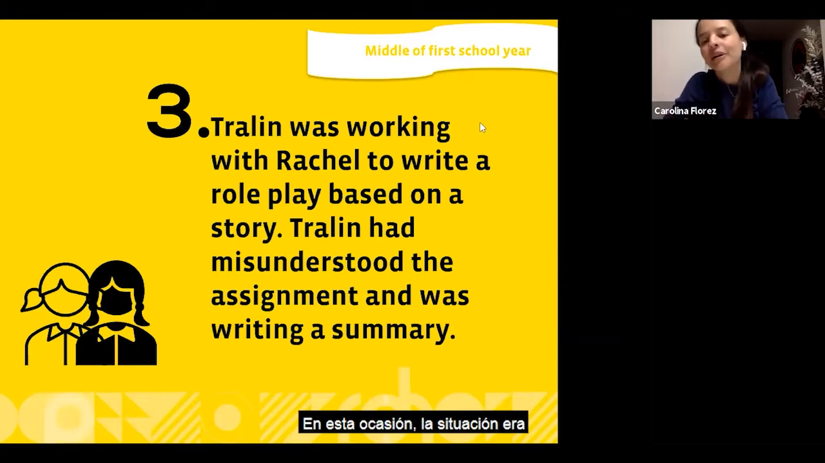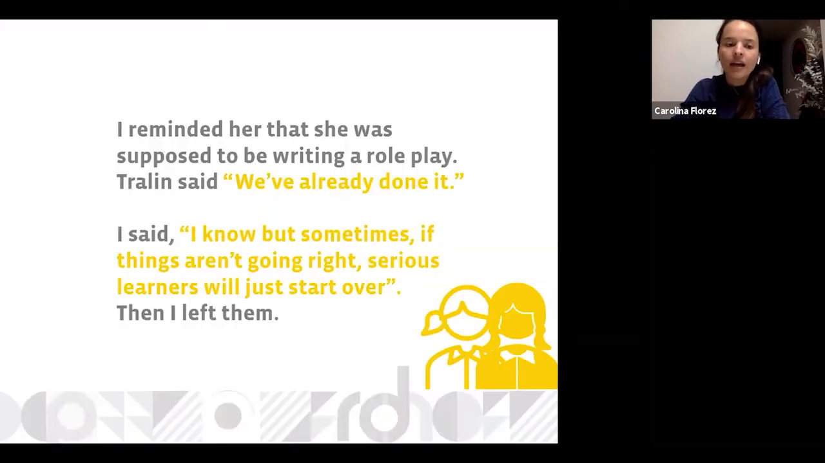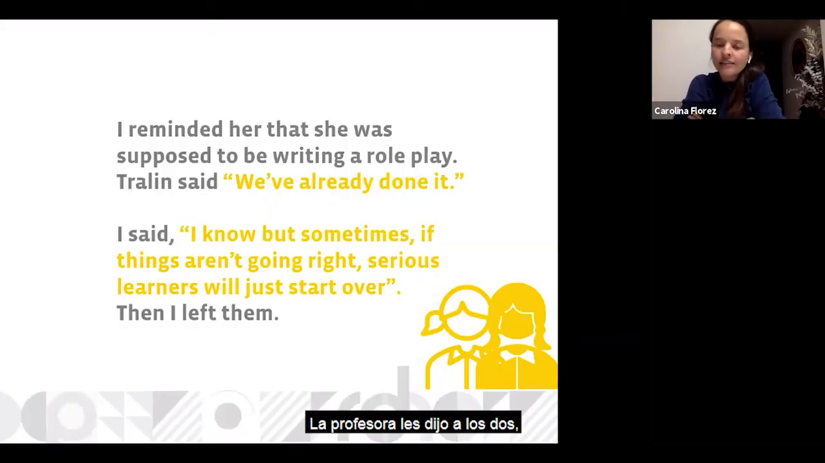Paulo and I, we were group 3. Our situation was that there was an assignment. They had to write a role play, but one of the members of the group misunderstood the assignment and was writing a summary. The teacher said to them both, well, you are supposed to write a role play. And one of the members of the team said, we have already done it.